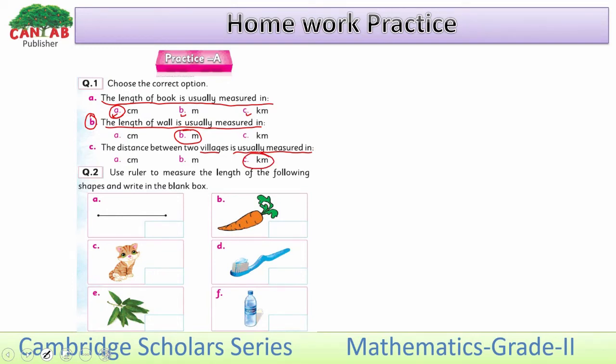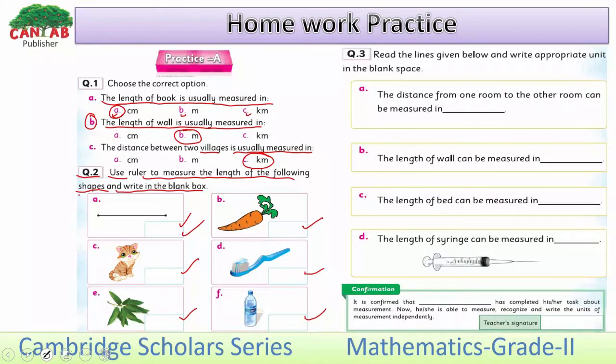Students, now come to question number 2. Use a ruler to measure the length of the following shapes and write in the blank boxes. Use your ruler to measure the length of the following objects given in each part and then write in the boxes. You can take help from your mother or anyone else. Students, now come to the next page.